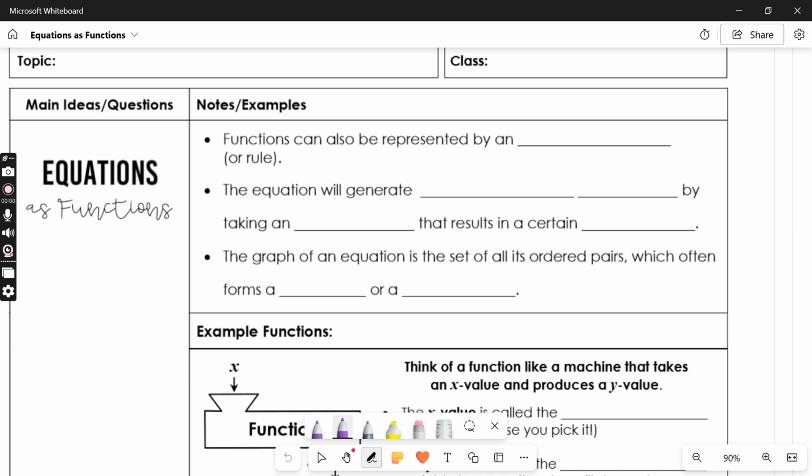Hello, Algebra 1. Today we're going to talk about equations as functions. So it says a function can also be represented by an equation.